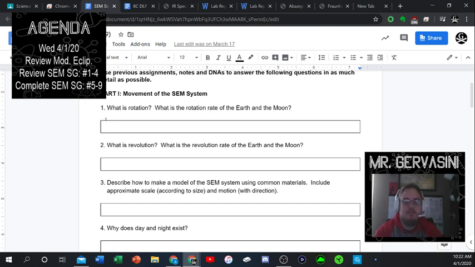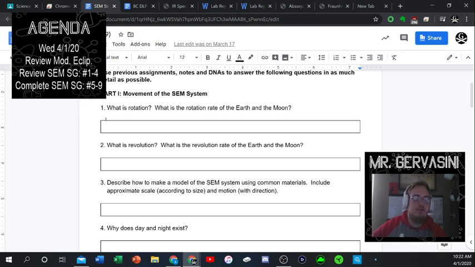Revolution, the amount of time that an object takes to move around another object. In astronomy, we usually call it an orbit. So how long it takes for an object to orbit something. All right.